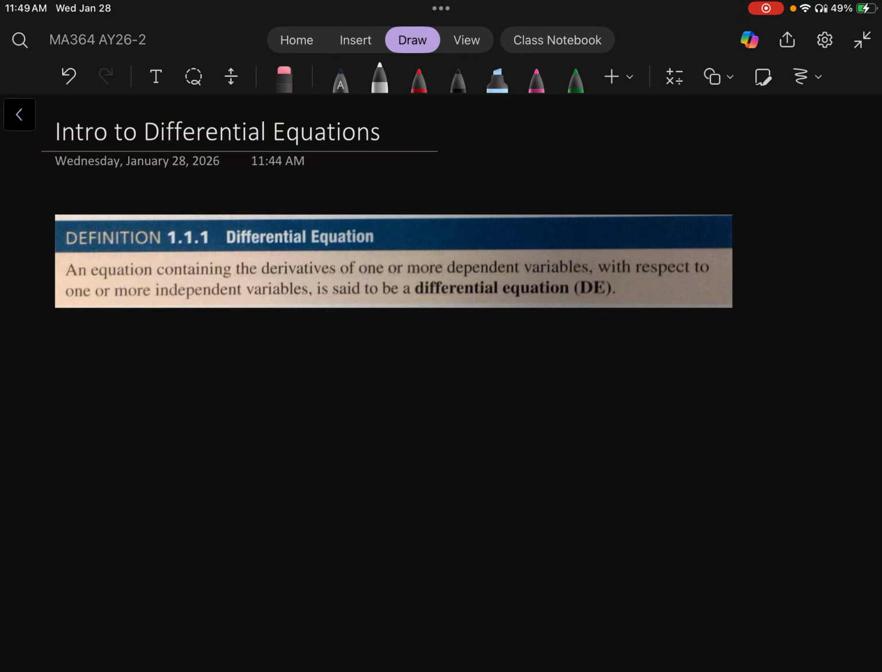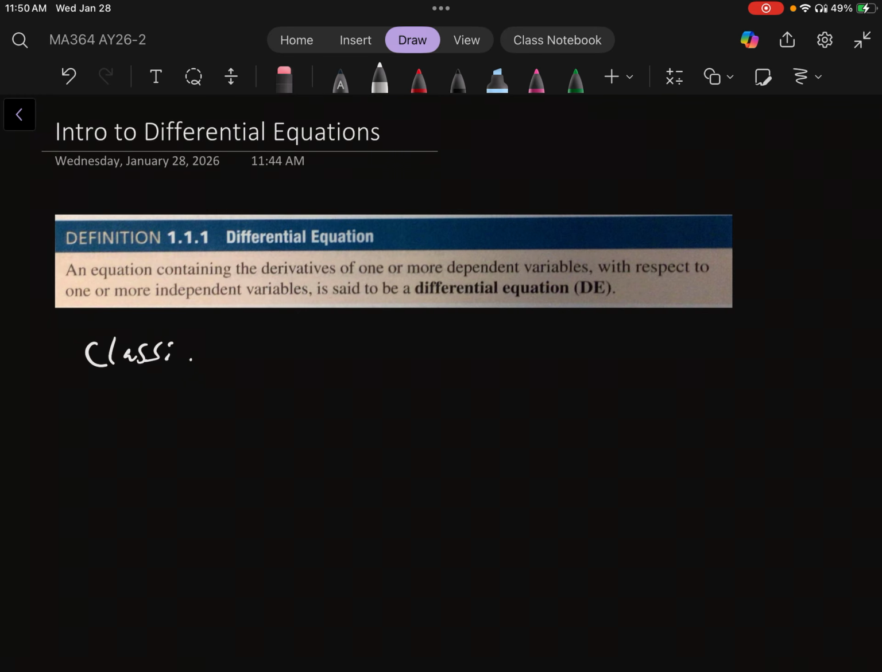According to the book, this is now the Zill book. We're doing the 7th edition of Advanced Engineering Math. The definition of a differential equation is really just an equation that involves derivatives of some dependent variable or multiple dependent variables with respect to effectively independent variables. There could be one or more. That is what's called a differential equation, or a DE.